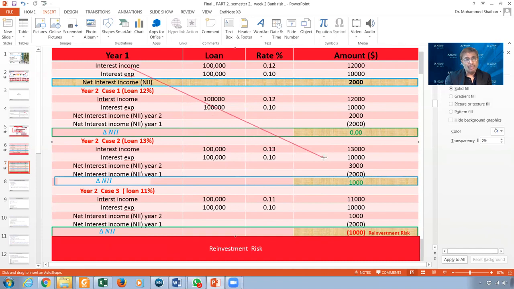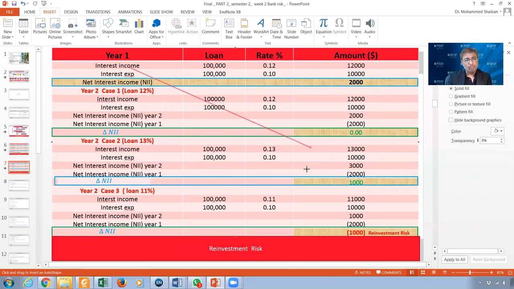which means in this case, the interest income will be 30,000, and I still pay 10,000, so I make a 2,000 difference, which means 3,000. I used to make only 2,000. Now I have, as you can see, 1,000 green. I'm happy, even happier than the first year.